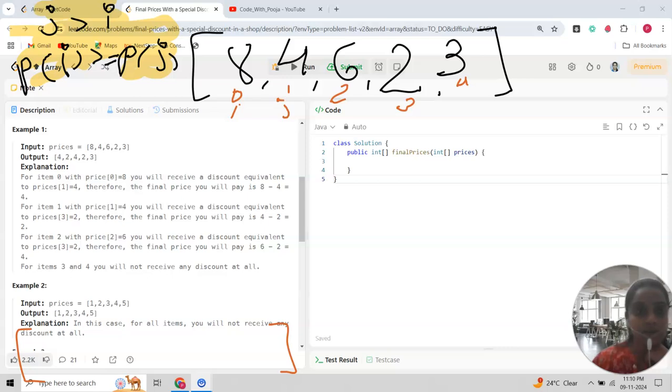Okay, so is J greater than I? Yeah, of course, 1 is greater than 0. Now is price of I greater than price of J? Yeah, it is. So what will happen? 8 minus 4 equals 4, and then 4 will be stored in the answer. Yes, the first element is done. Okay, now for the second one, break it.